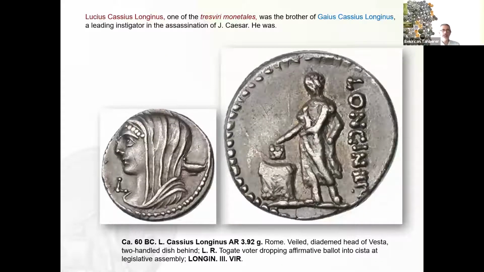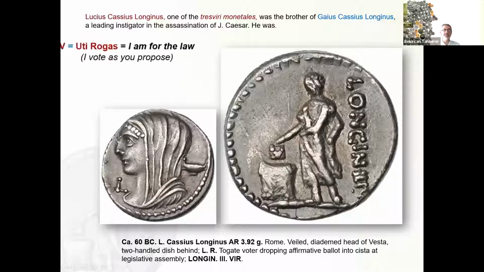And here is another interesting coin, some years later than that one, about 40, 50 years after that one, issued by Cassius Longinus, around 60 BC. On the obverse is a well-diademed head of Vesta, and on the reverse is a voter dropping an affirmative ballot into a cista at a legislative assembly. Now this is interesting.